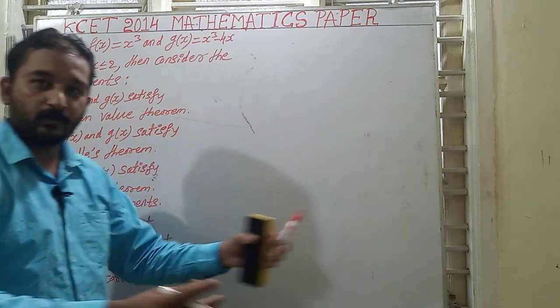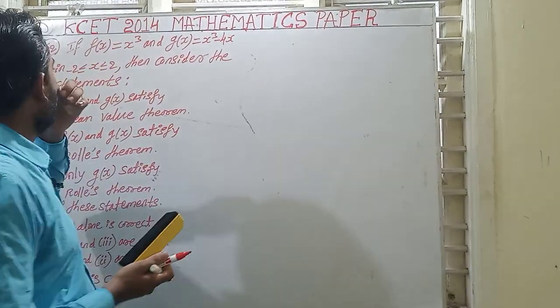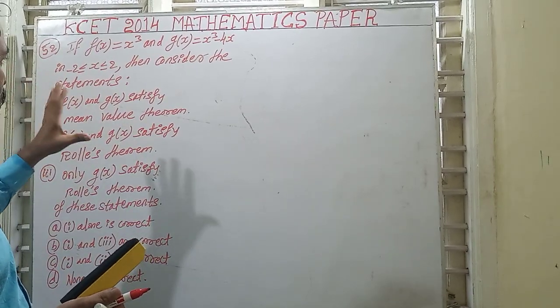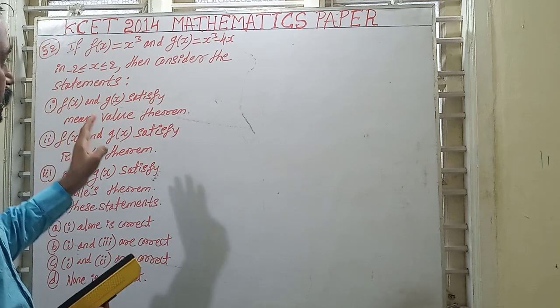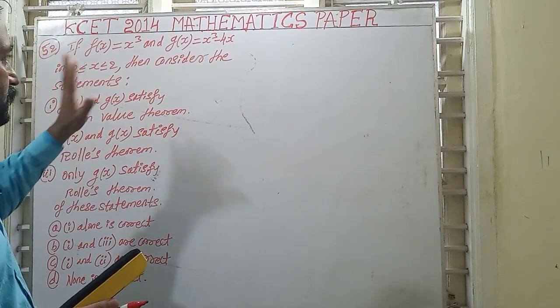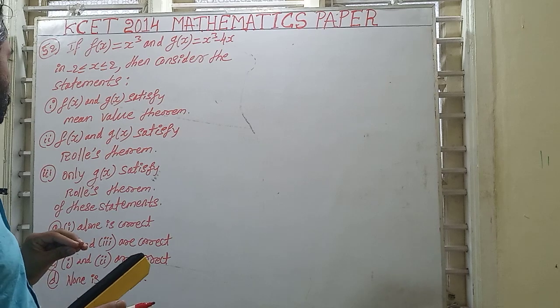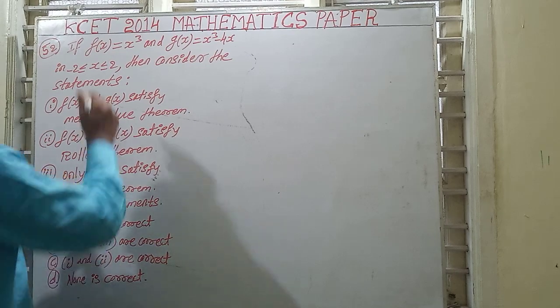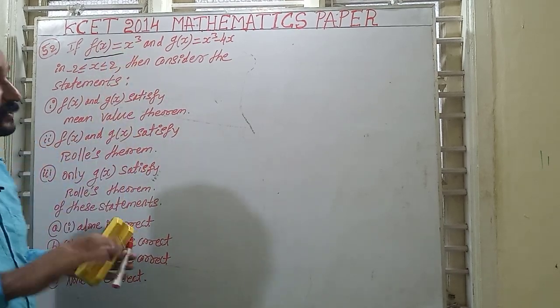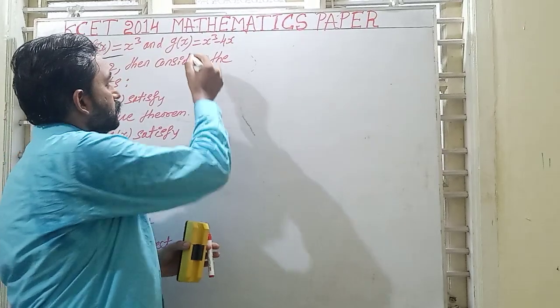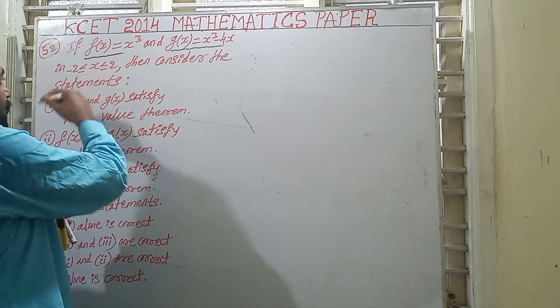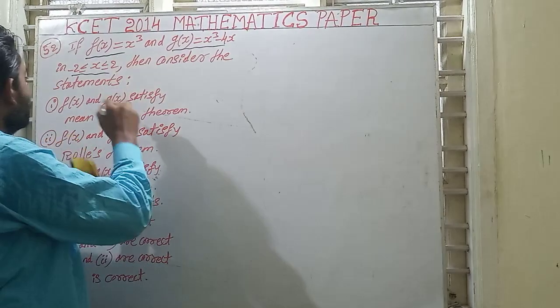So now let us move on to the next question, question number 52. Once again this problem is based on Continuity and Differentiation, particularly the mean value theorem and Rolle's theorem. First we have to observe: f of x is equal to x cube, and g of x is equal to x cube minus 4x. Both are defined in the interval x greater than or equal to minus 2, less than or equal to plus 2. Then consider the statements.